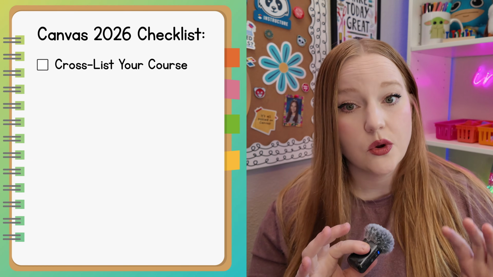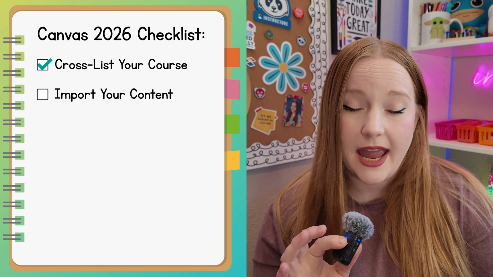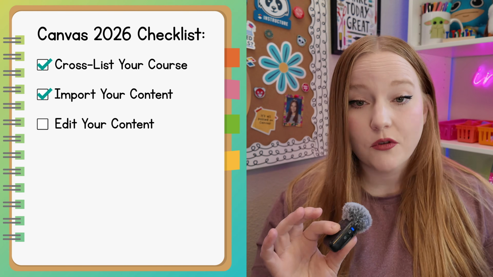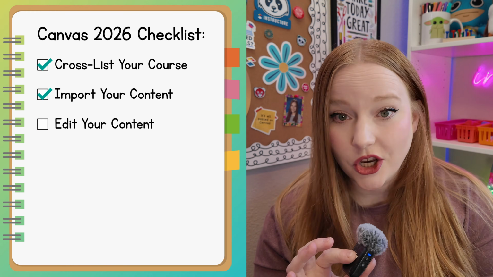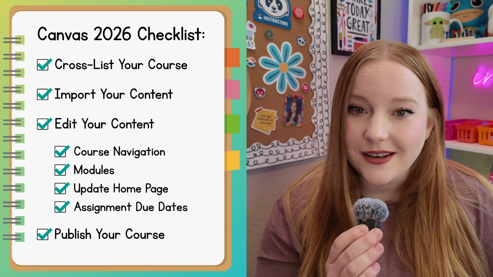All right, guys, let's wrap this up. So if you follow my checklist, I guarantee that you will avoid 90% of the Canvas chaos I see in January. So that is making sure you cross-list if necessary, you import course content into your new 2026 courses. You then, of course, edit that content. You're going to go through it and make sure it's correct. And then lastly, don't forget to publish.